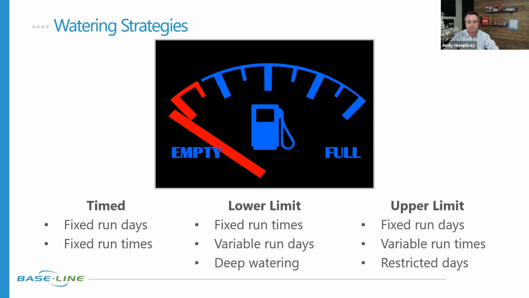Right. Okay. Then the third watering strategy is the upper limit water strategy. So this is where we have the fixed run days. Every Monday, Wednesday, and Friday, absolutely guaranteed it will come on. But the run time is going to be variable. So one time it might run for 5 minutes. The next time it might run for 20 minutes. It all depends upon the moisture content in the soil.